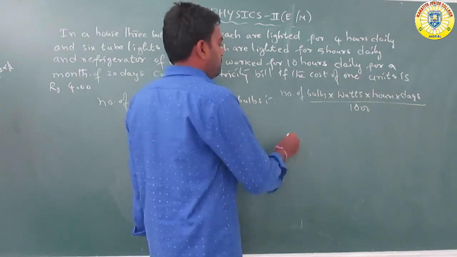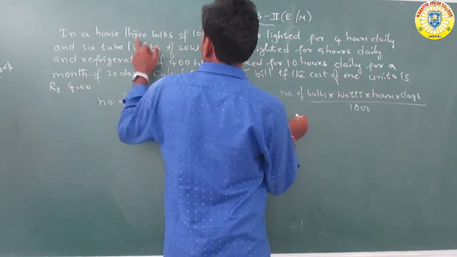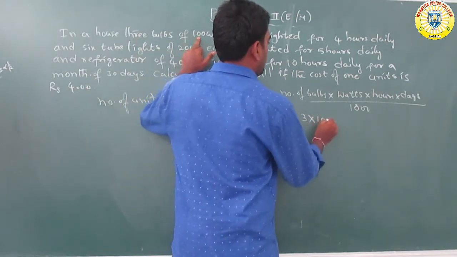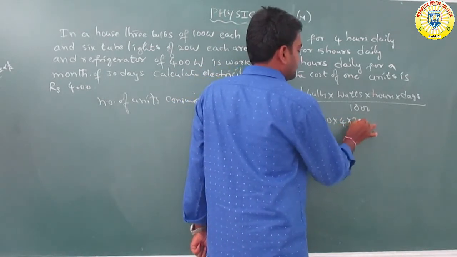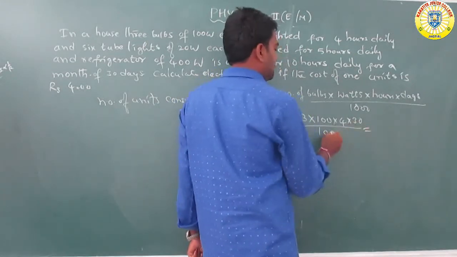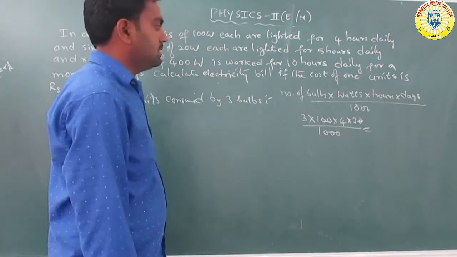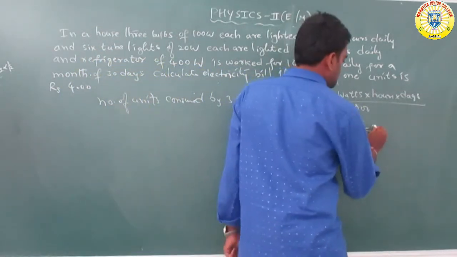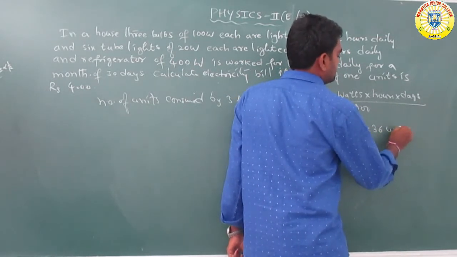So the number of bulbs is 3, 3 bulbs into 100 watts into 4 hours into 30 days, divided by 1000. The 3 zeros and 2 zeros cancel. So remaining 4 into 3 is 12. So 12 into 3 is 36. So 36 is the units.